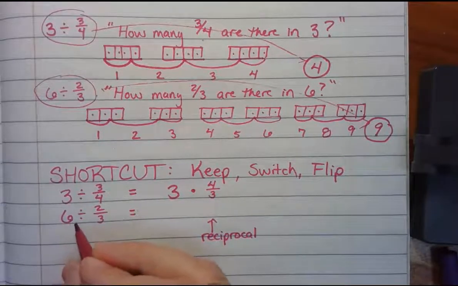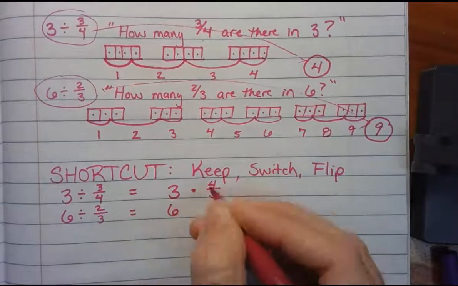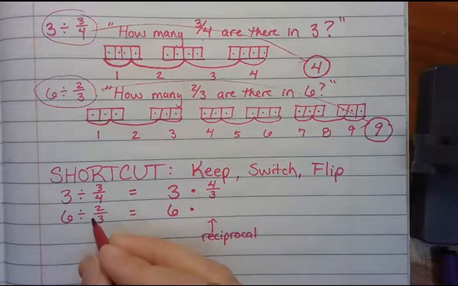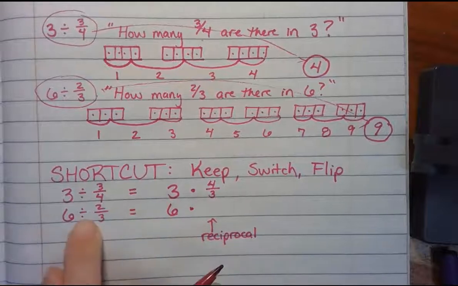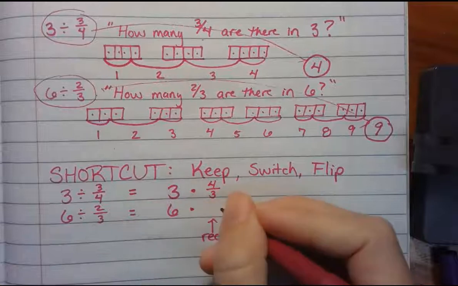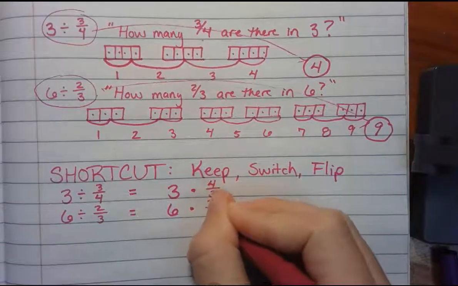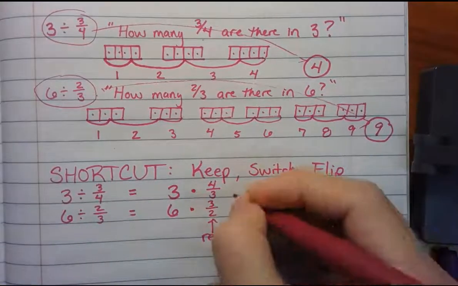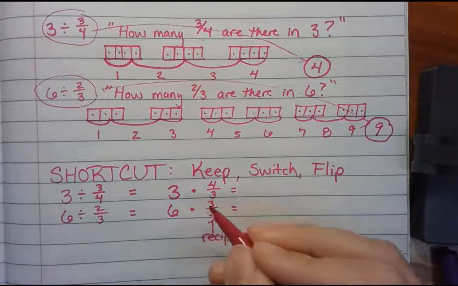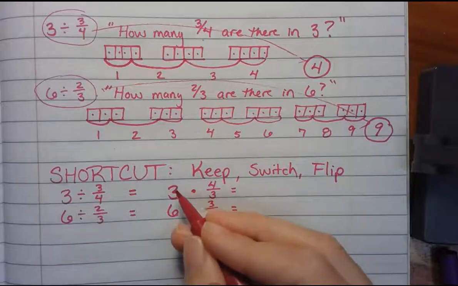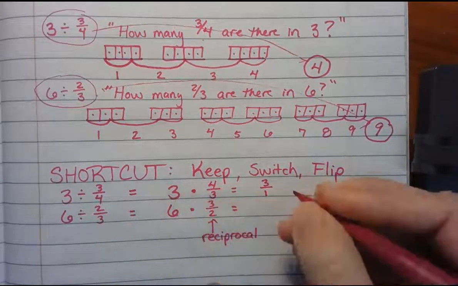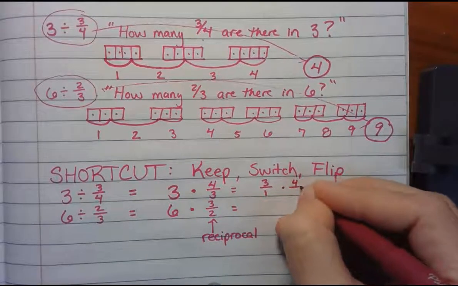If we go ahead and do the next one down here, we would keep the first number, switch the division to a multiplication sign, and then we're going to flip that second fraction. What do you think the reciprocal of 2/3 would be? Just flip it. Reciprocal of 2/3 is 3/2. And so now we're actually ready to just do a multiplication problem, which is what we were doing last week. So anytime we see a whole number, remember we put it over 1. So this is actually going to become 3/1 times 4/3.